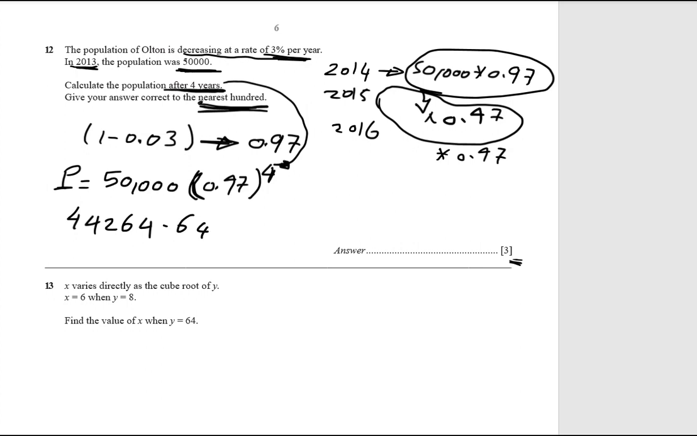If you write this answer here, you will take plus 1. Why will you do that? Let us see the question again. The question said nearest 100. So where is the 100 here? The 100 is this number, 2. Now 6 is more than 5, yes. So 6 will increase this number by 1. So the final and right answer is 44,300. 44,300.